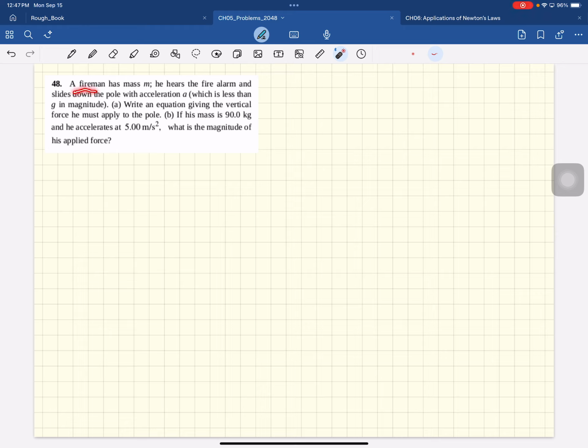This problem says a fireman has a mass m. He hears the fire alarm and slides down the pole with an acceleration a, which is less than g in magnitude. Write an equation giving the vertical force he must apply to the pole. If his mass is 90 kg and he has an acceleration of 5 meters per second squared, what is the magnitude of the applied force? All right.